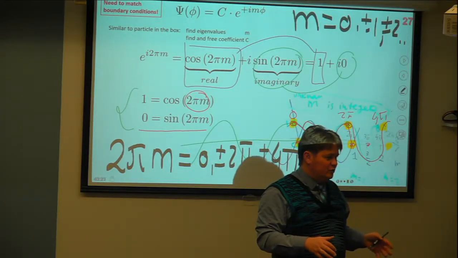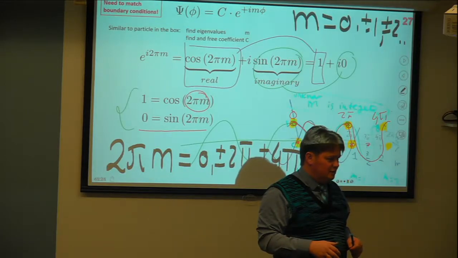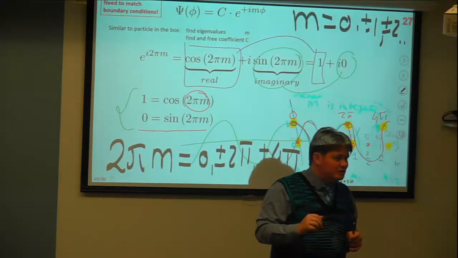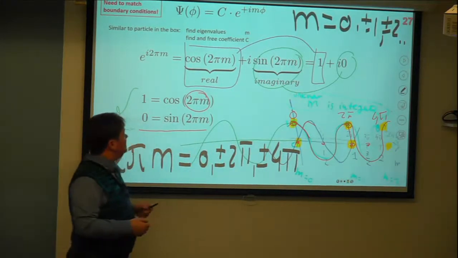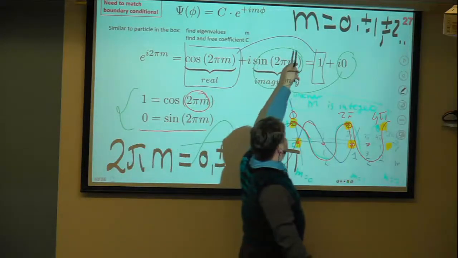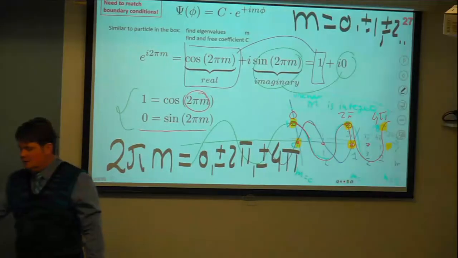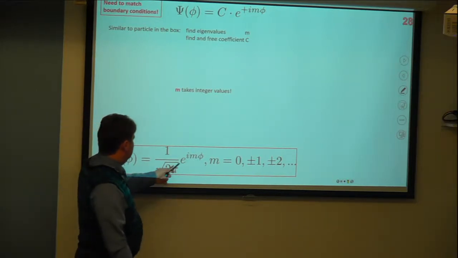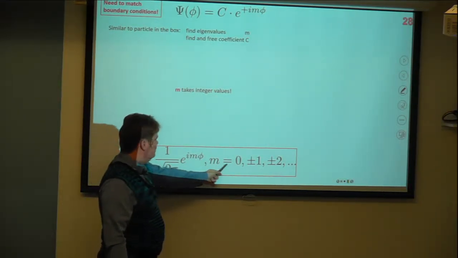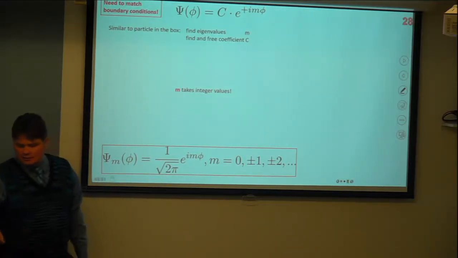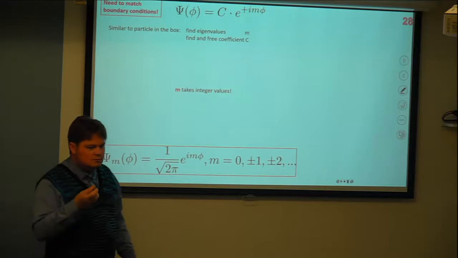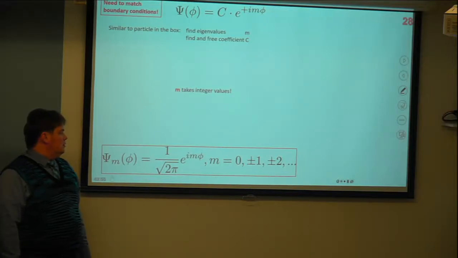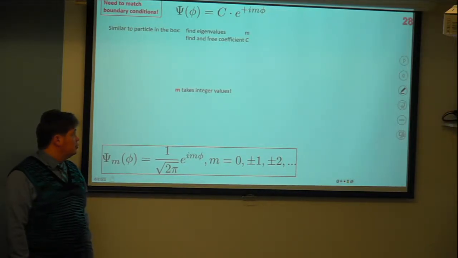From modern point of view, the eigenvalue m equals these integer numbers, and then we plug in this m into the function, and now we can use these eigenfunctions of two-dimensional rotational motion. Whew. What is most important?